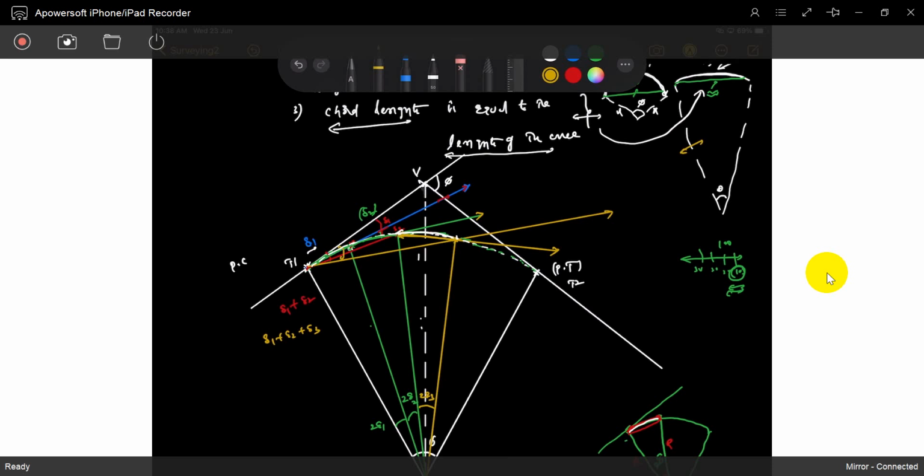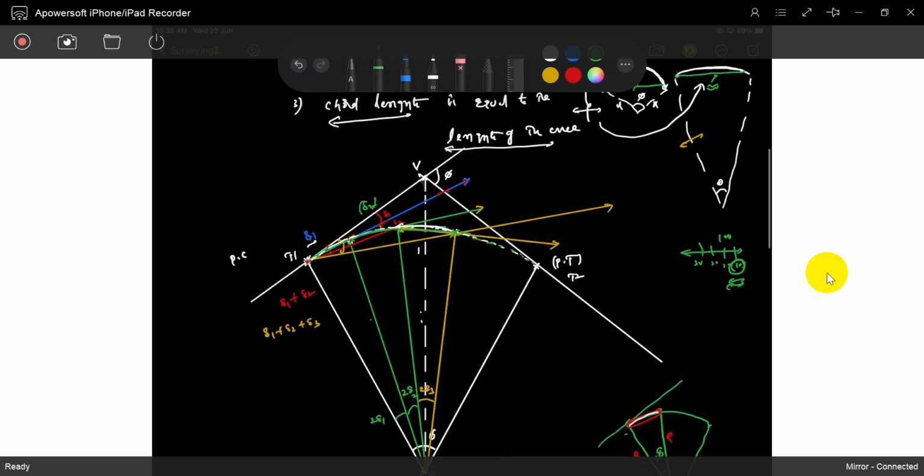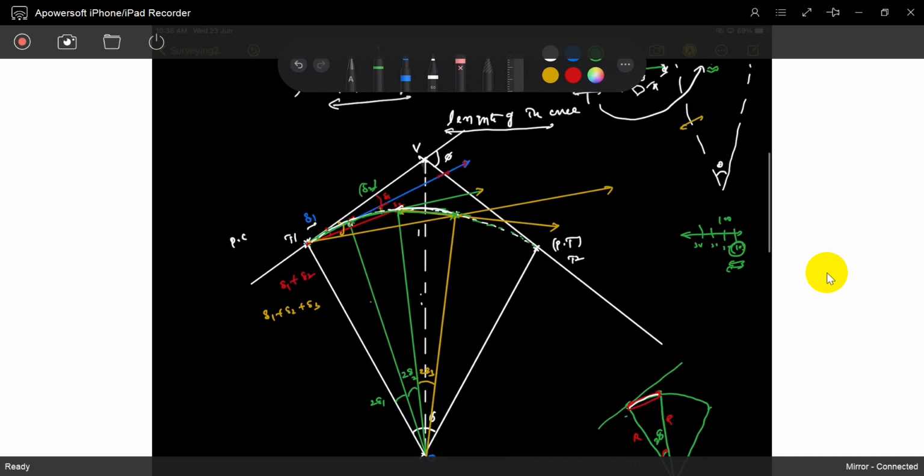Understood? I calculated the length of the curve, but I measured from this point to this point with a tape or chain, while actually that is the length of the curve. That is the only approximation. If you understand, that's it. This is over. So this assumption does not affect the calculation.